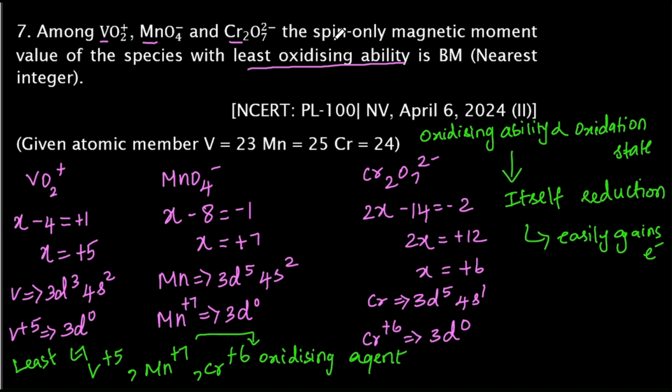Now what we have to find is the spin only magnetic moment value of the species. So for finding the spin only magnetic moment value, you have to know the number of unpaired electrons. Here you are having 0 electrons. So the number of unpaired electrons n equal to 0. So the spin only magnetic moment is mu equal to root of n into n plus 2. So the value is 0. So the answer is 0.